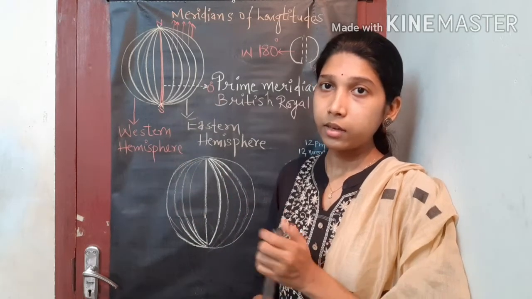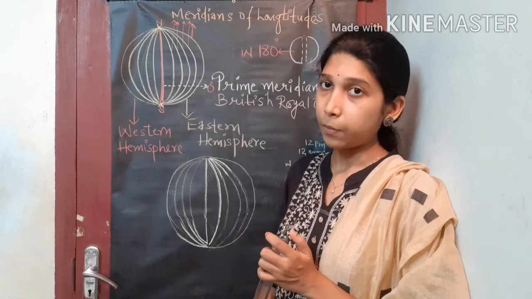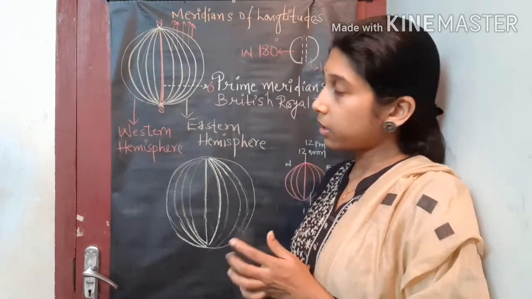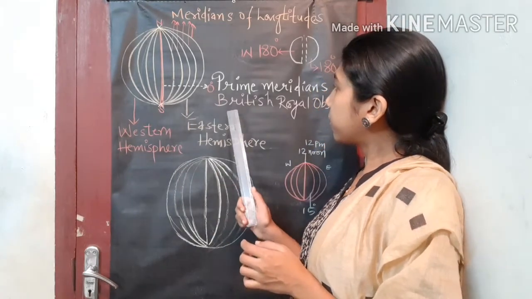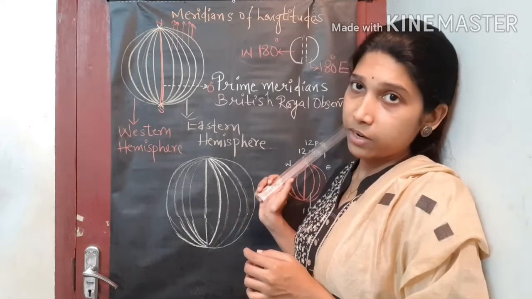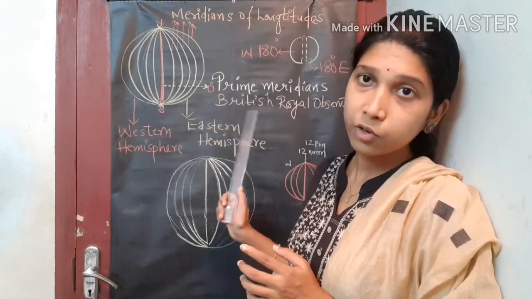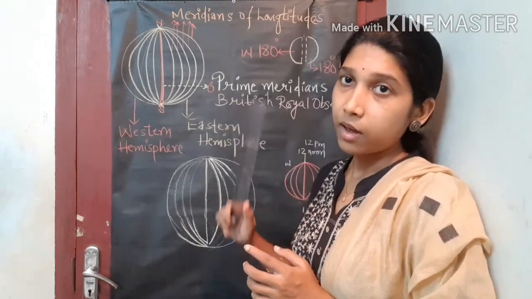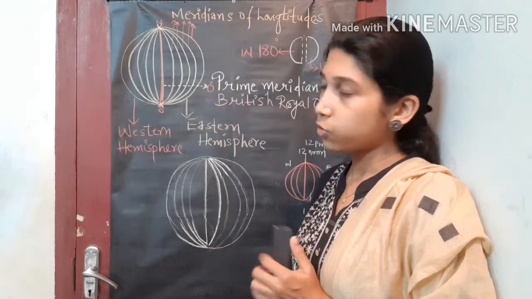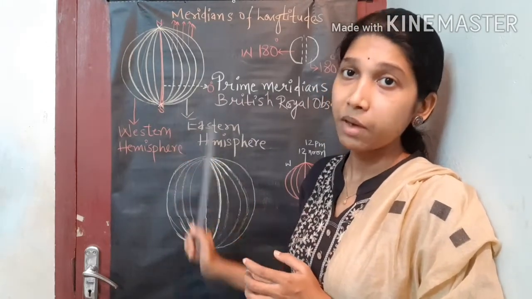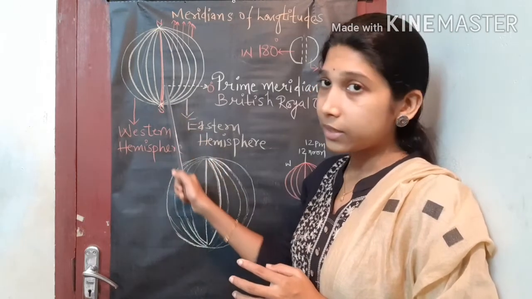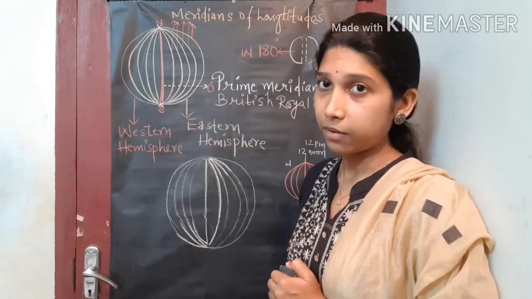Greenwich is actually in Britain, where the British Royal Observatory is located. That is the place we took as the prime meridian. We call this line the prime meridian.